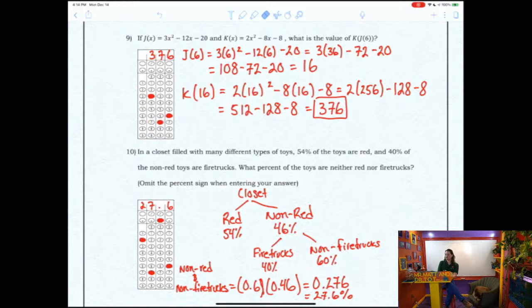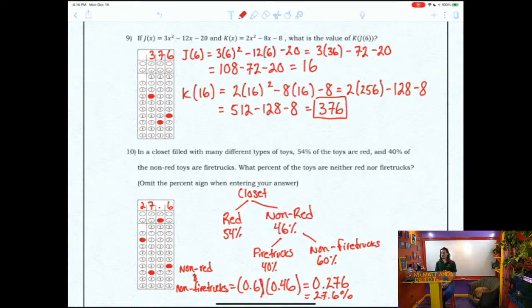For number 10, we can start with the overall closet and separate it into red and non-red toys. They say that 54% of the toys are red, so that means that 100% minus 54%, or in other words, 46% of the toys have to be non-red. They say of the non-red toys, 40% are fire trucks. So we can take the non-red category and split it into fire trucks versus non-fire trucks. If 40% of the non-red toys are fire trucks, then 60% of the non-red toys are non-fire trucks.